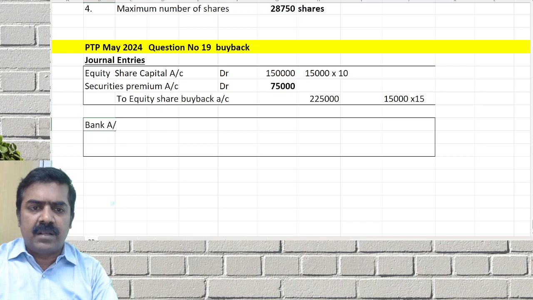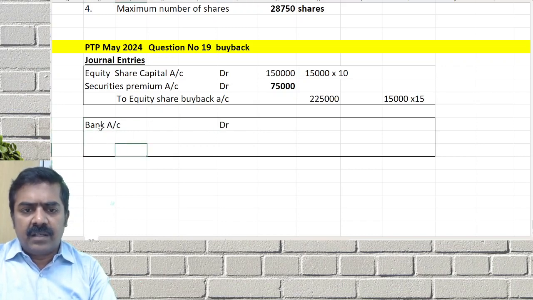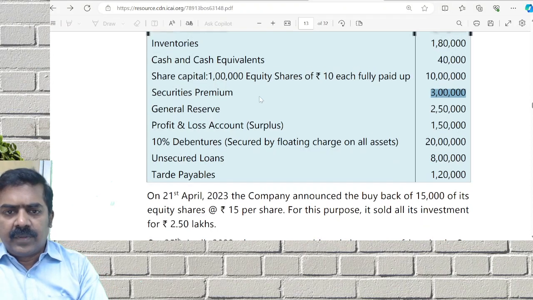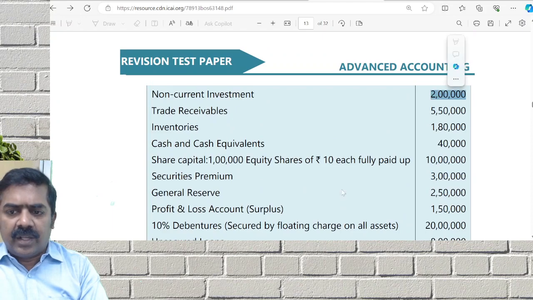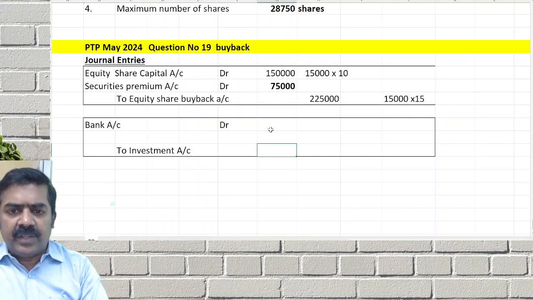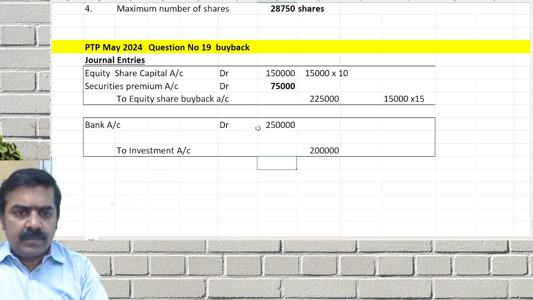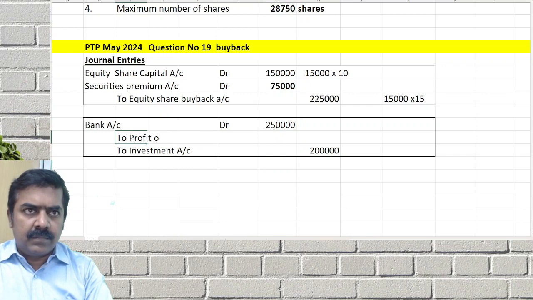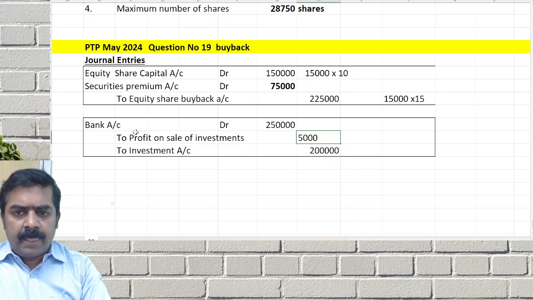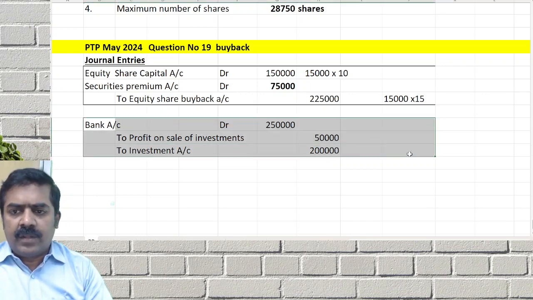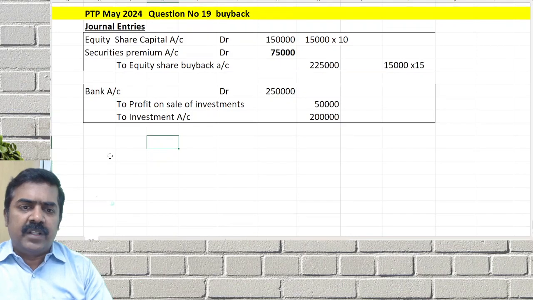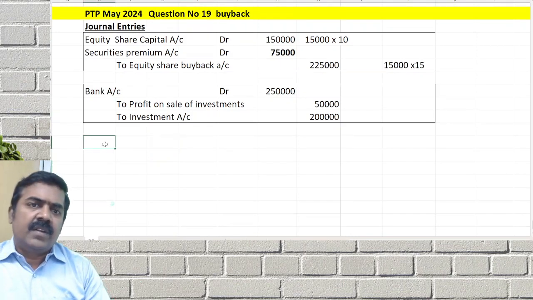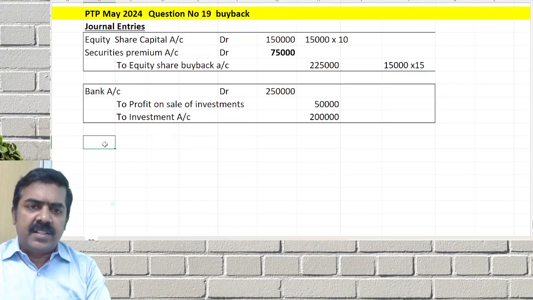We are selling the investment. Bank account debit. Look at the investment given in the balance sheet. What is the investment given in the balance sheet? 2 lakhs, but we are selling it for 2,50,000. Profit on sale of investments 50,000. Then the money is ready, we can pay.